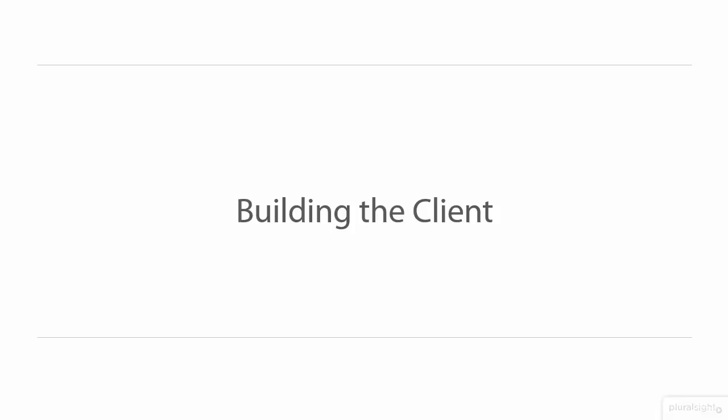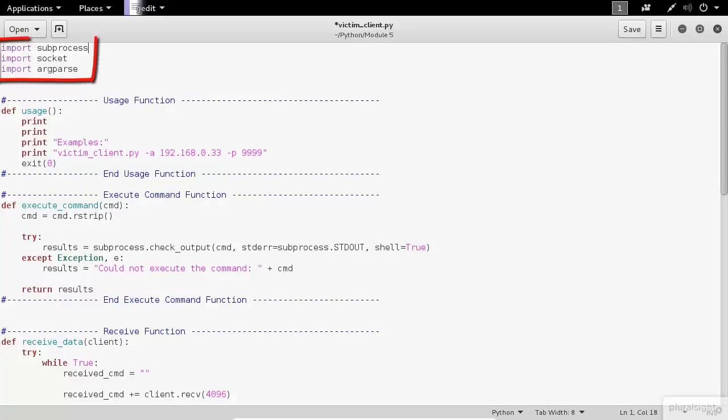Let's start. At the top, we usually import our libraries. The subprocess is used for executing the command on the victim's machine. You already know why I'm using the socket library, right? Same for argparse. If you recall, I used this library for parsing the arguments in the command line.